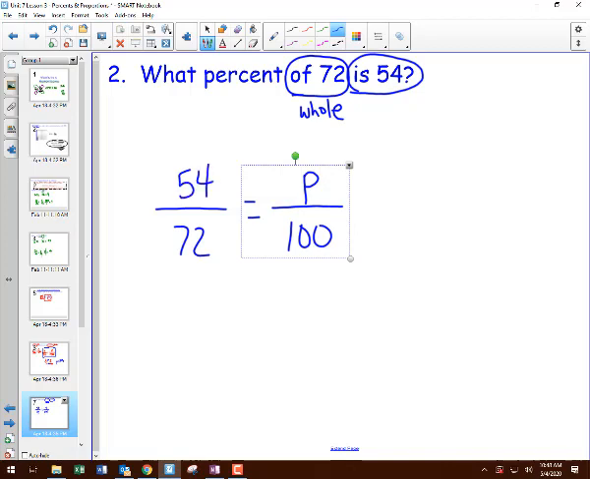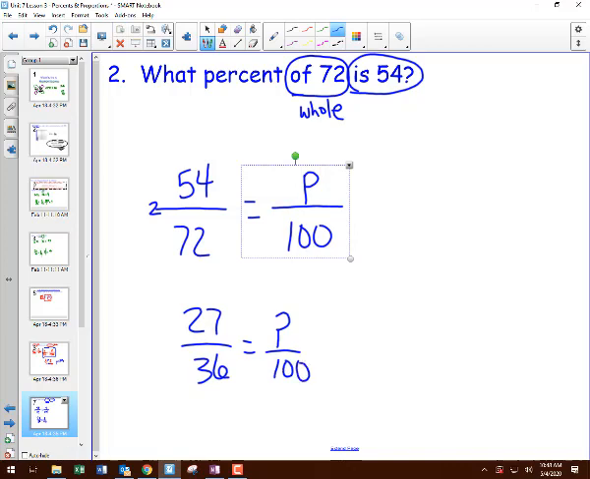All right, so now we have two ways we can solve this. We can either simplify and try to find the rule, or we can go cross products on this one. All right, let's go ahead and try to simplify it. 2 makes sense in this one. We're going to get 27 over 36 is now equal to P over 100.